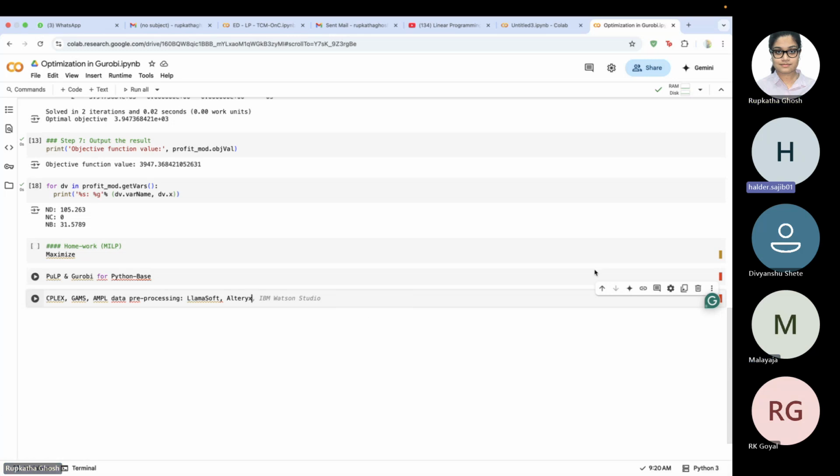Can you please tell me how text preprocessing is connected with this optimization problem? See, for example, text preprocessing is another thing and optimization is another thing. So how are these things connected? Absolutely.